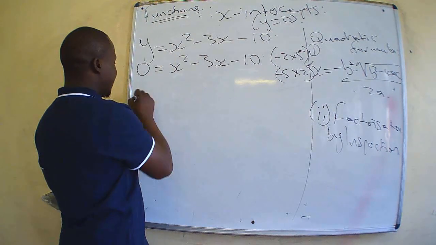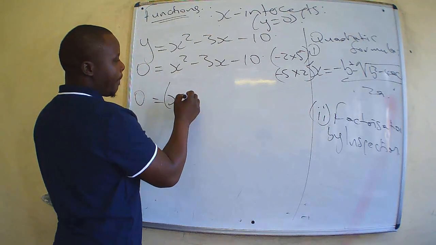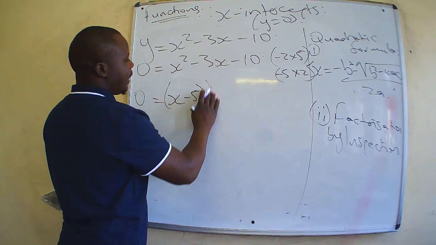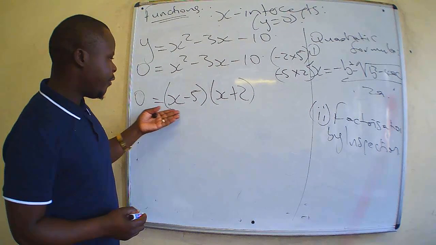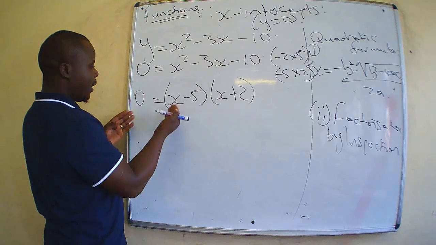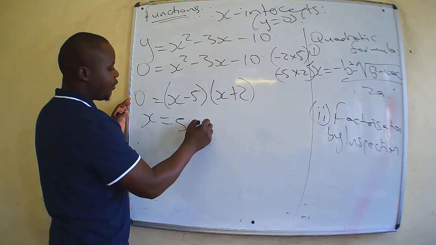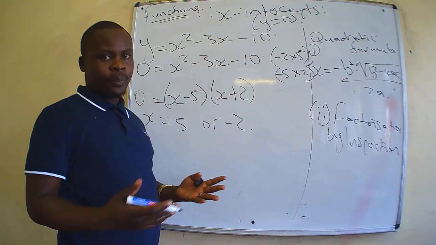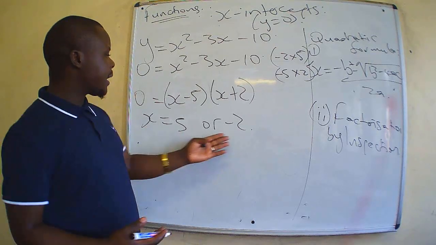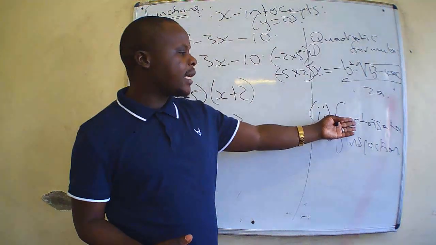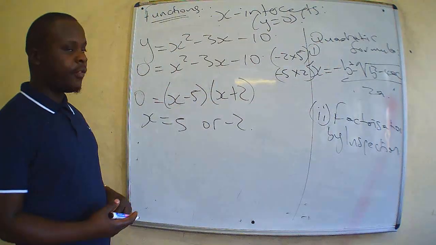So solving by factorization by inspection is going to give us x minus 5 and x plus 2. So we have factorized. When we make this equal to 0, it means literally x is equal to positive 5 or negative 2. We now have the x-intercepts. So this is how we basically find x-intercepts: either you factorize by inspection or you use the quadratic formula.